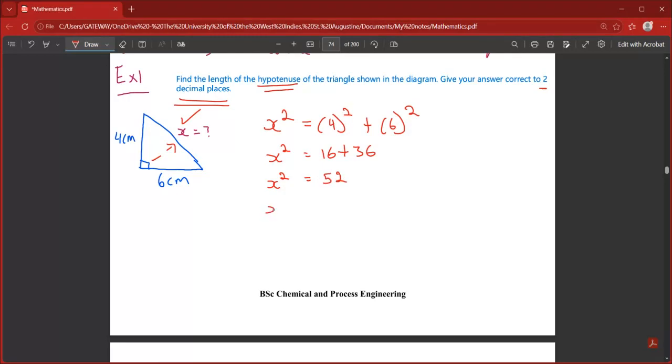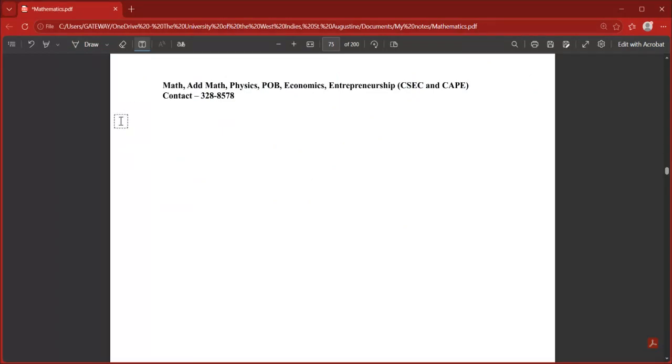So x will therefore be equal to the square root of 52. You need to use a calculator to get your answer to two decimal places. X will therefore be the square root of 52, which is 7.21 centimeters. Understand this, right? And that is Pythagoras theorem there. So another example is one where you do have to find the hypotenuse, but you have to use the same formula because it's a right angle triangle you're dealing with.